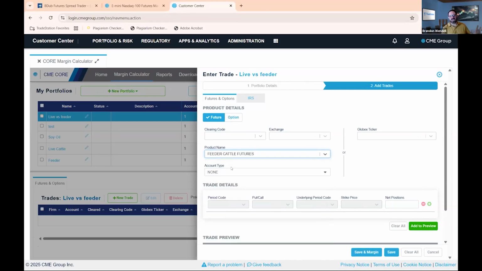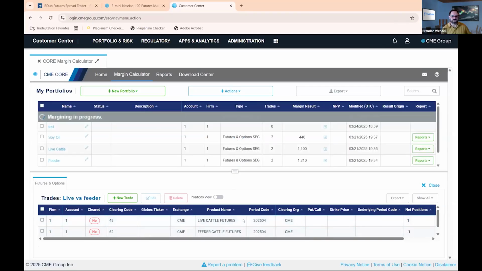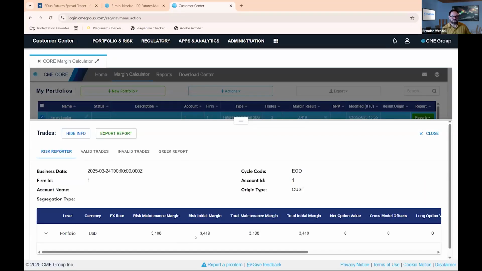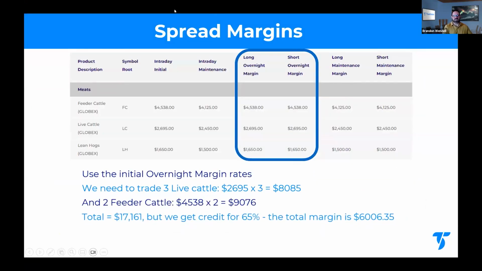Now I should also say, I should be looking up to see what the ratio is supposed to be, so that I'm not doing the incorrect ratio here. But again, I can do April -1, add to preview, save and margin. And just a 1-to-1 ratio of live cattle versus feeder cattle, the initial margin is $3,419. And there's the maintenance margin as well. So they have this new calculator that, again, I'll go into more detail with in another session with you guys. But basically, we got those overnight rates.